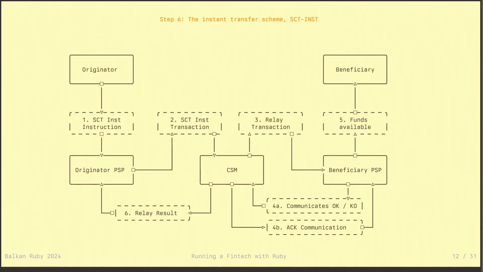Again, we have the first step, the originator PSP. We ask the originator PSP to move 200 euros. The originator PSP has to send something called an SCT Inst transaction. That is basically an instant credit transfer; SCT means SEPA credit transfer. We have to send a transaction from our PSP, ourselves, to something called the CSM. That means clearing and settlement mechanism. That is what has traditionally been called a clearinghouse, and it's a mechanism to move money efficiently between two parties.